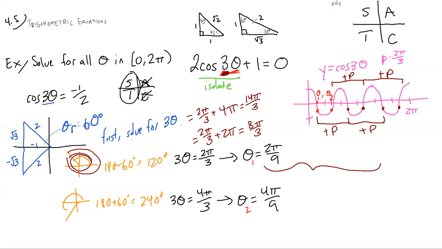And so those 2 answers are going to become 8 pi over 9 and 14 pi over 9. And then same thing with the 4 pi over 9. We need to get the 2 more. So we have to add a 2 pi over 3, which is the same as 6 pi over 9. So 10 pi over 9 and 16 pi over 9.